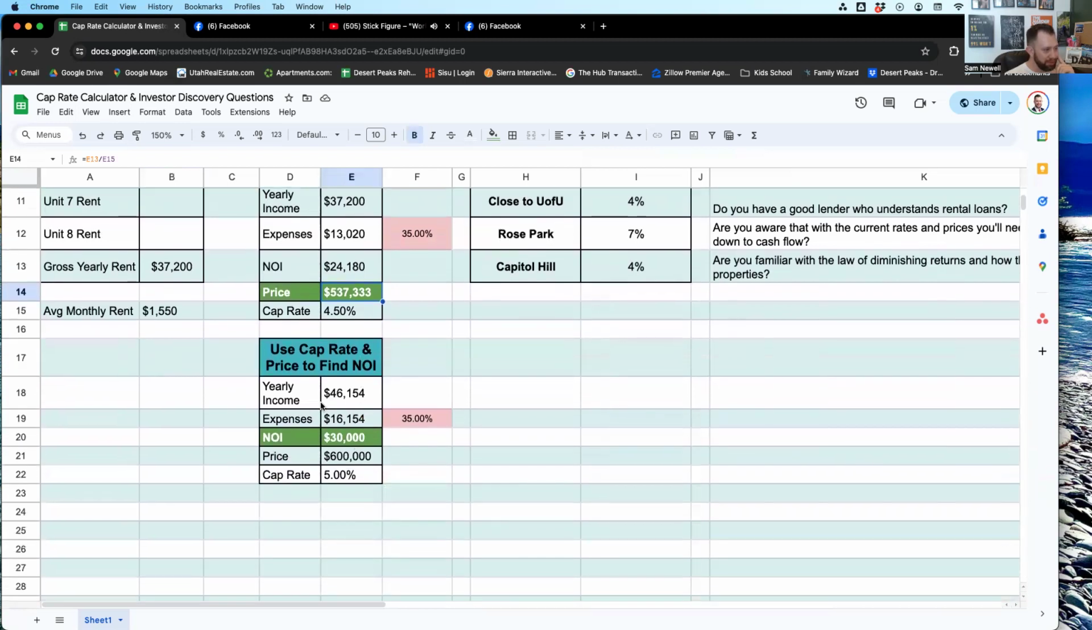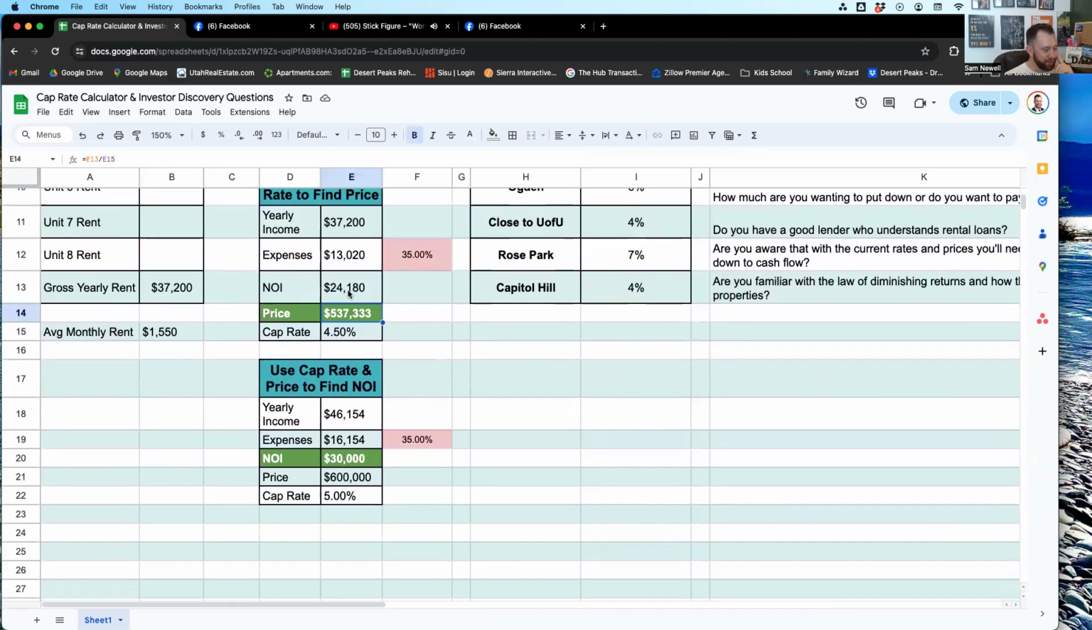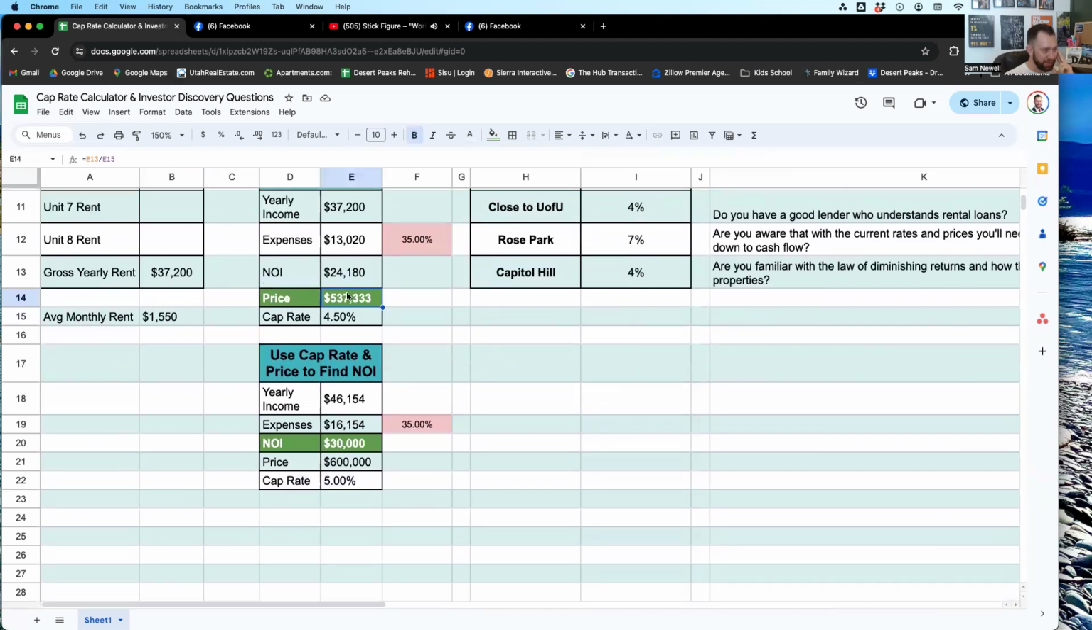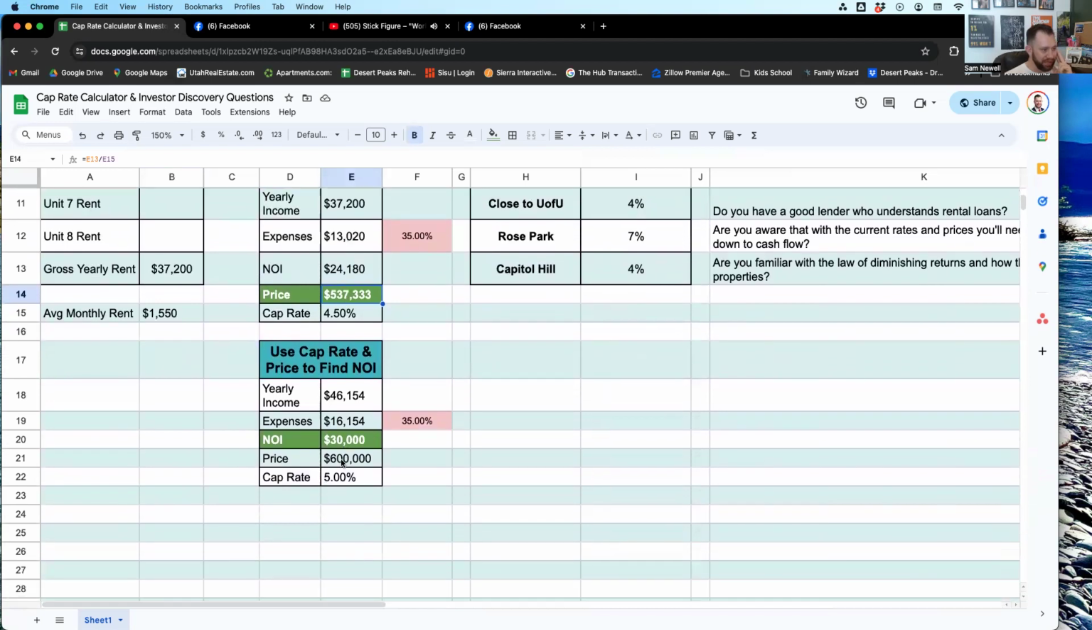Now, the last example, and I know they want more than that, by the way. So, okay, let me do this last example. I know they want like $575. So we're going to use the cap rate and price to find the NOI that they would need to get to that 575 price. Okay, so there's the 575 price.